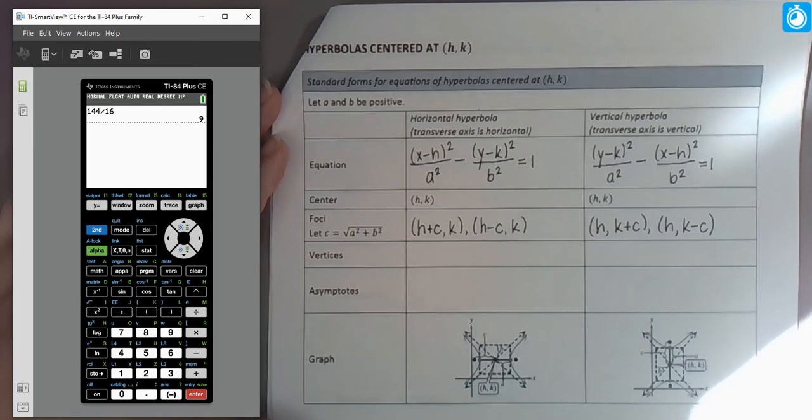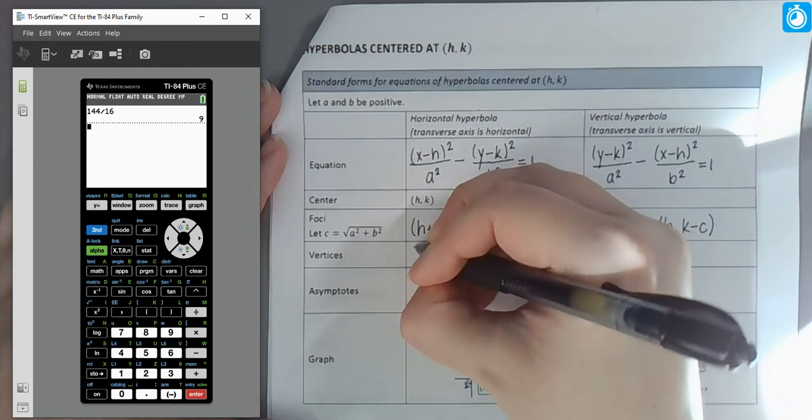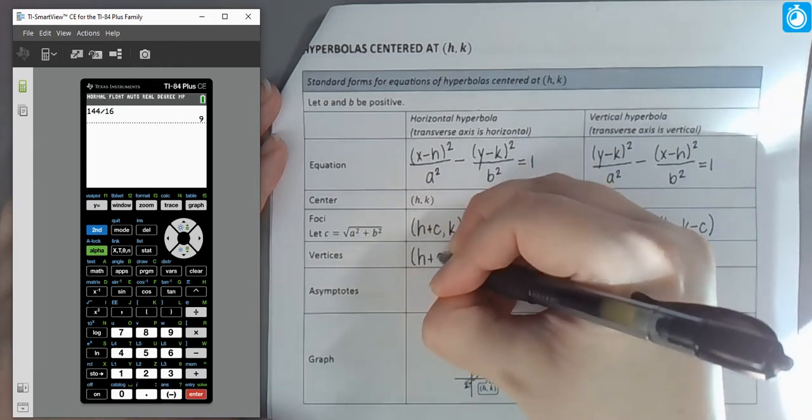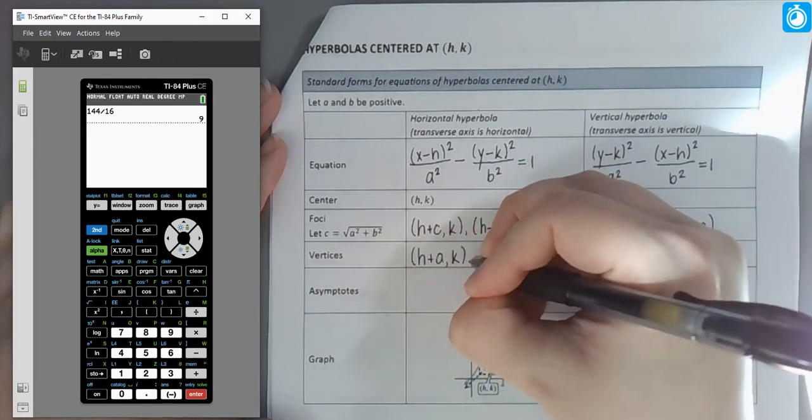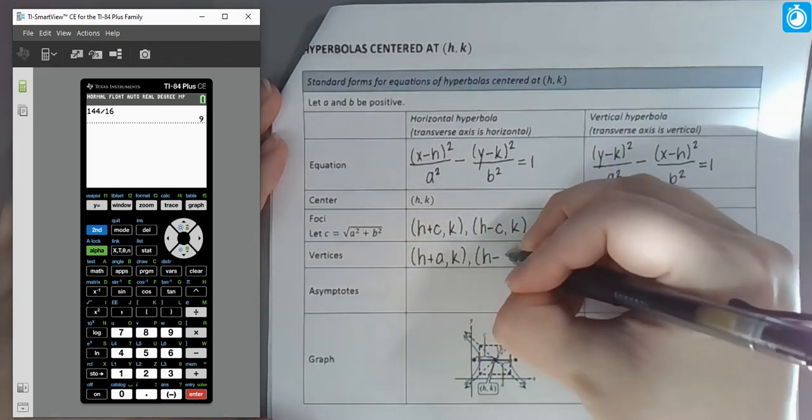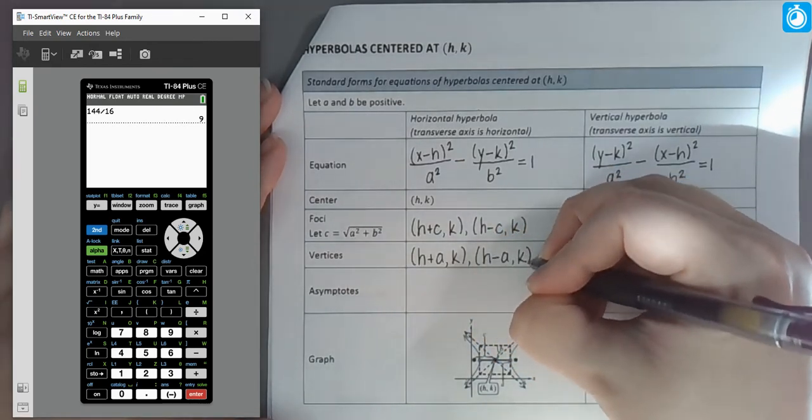Now the vertices are structured essentially the same way, except we're now adjusting our values by a, whatever a happens to be. So if we're looking at a horizontal hyperbola, the vertices are a units to the right and to the left of our center. So again, hold the y value constant, and then the x value adjusts positive a and negative a units. So the vertices are going to be h plus a, hold the y value constant, and then h minus a, hold the y value constant.